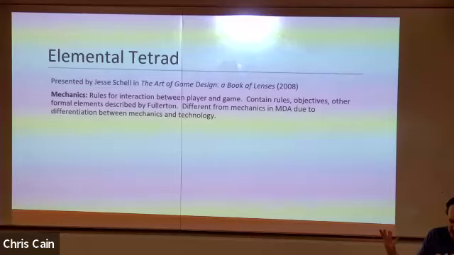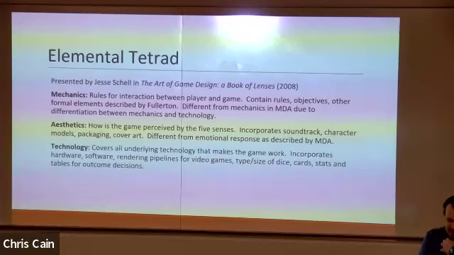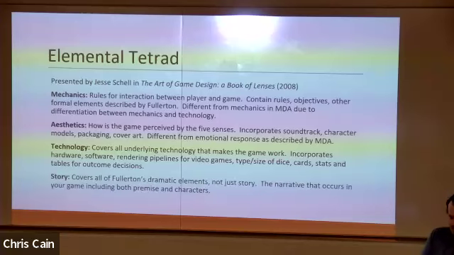So you can have mechanics designed for each of those. So the actual rules, interactions between player and game. Aesthetics, how is the game perceived by the 5 senses? Technology, everything that goes into the actual making of the game, what technology is needed in order to make the game work. Any hardware that you need to run the game, software you need to run the game, any rendering pipelines. If it's a board game, the types and sizes of all of the different physical components, dice, cards, statistics, tables for outcome decisions, probabilities. All of that is the underlying technology. And finally, we have story.